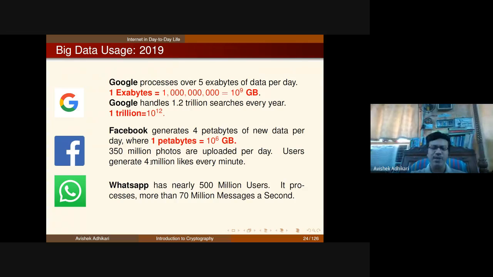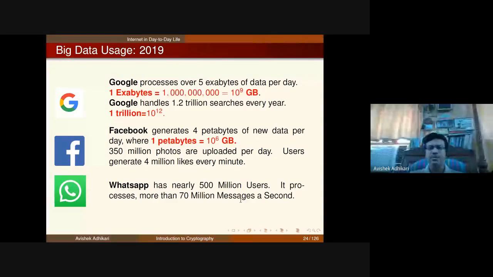Can you believe this? WhatsApp, nearly 500 million users, produces more than 70 million messages a second. 70 million messages a second. So now you can think how big the data is that we all are using every day. That's why big data is playing the most important role nowadays.